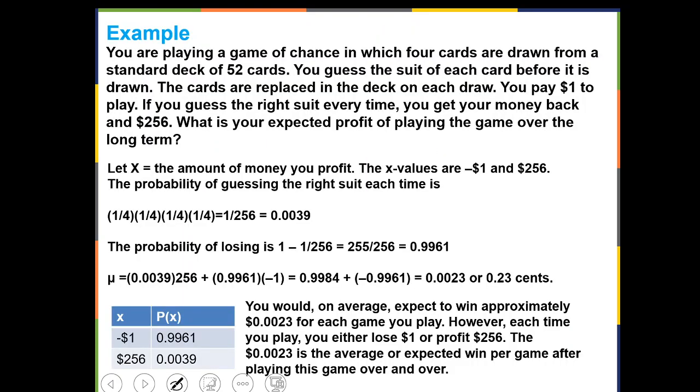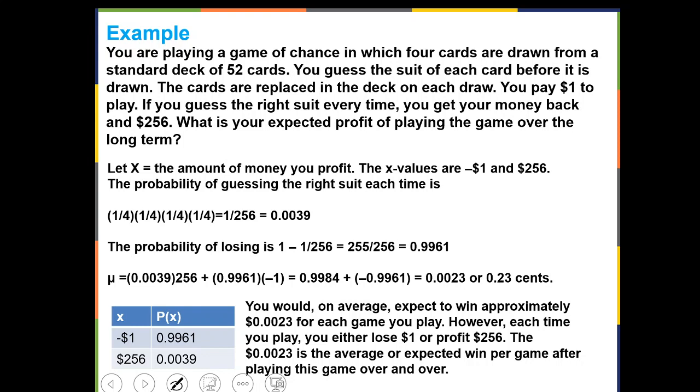All right, so again, it's another example. It says you're playing a game of chance in which 4 cards are drawn from a standard deck of cards, 52 cards. You guess the suit of each card before it is drawn. The cards are replaced in the deck, and then they take another card. So you pay $1 to play. If you guess the right suit every time, that means 4 times in a row, then you can win $256 and you get your money back.